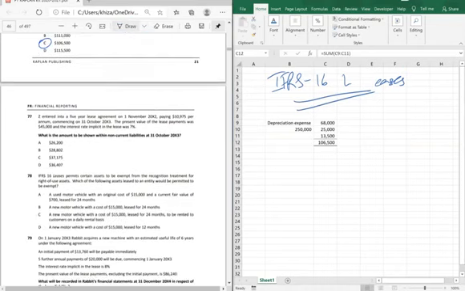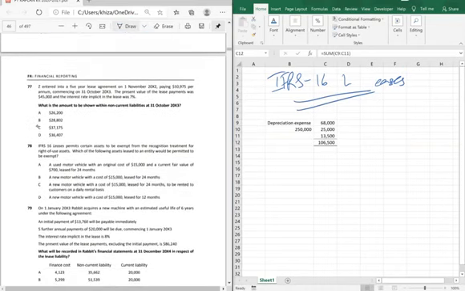Now, moving on. It says Z entered into a 5-year lease agreement on 1st November 20x2, paying 10,975 per annum, commencing on 31st October 20x3, which is in arrears. Basically, the payment is being made by the end of the year. The present value of the lease payments was 45,000, and the interest rate implicit in the lease was 7%.